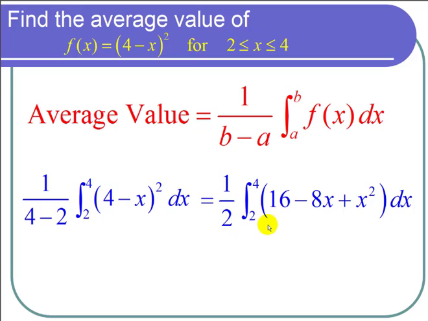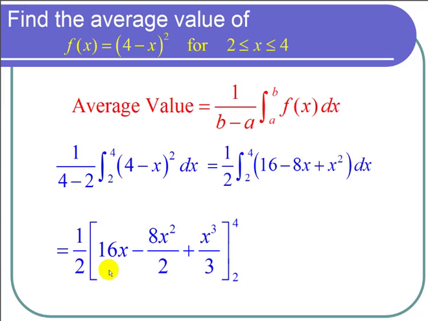So now I need to use the fundamental theorem of calculus. I find an antiderivative using the power rule. The antiderivative of 16 is 16x, and the antiderivative of 8x is 8x squared divided by 2. And then the antiderivative of x squared, 2 plus 1 is 3, so I get x cubed over 3. And it's from 2 to 4.